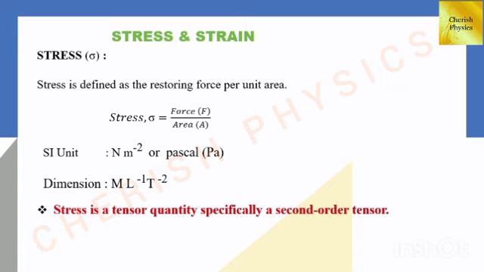The SI unit of stress is Newton per meter squared or Pascal, and its dimensional formula is ML^-1T^-2. Moreover, stress is a tensor quantity, specifically a second order tensor. I have discussed only the important points from the exam point of view.